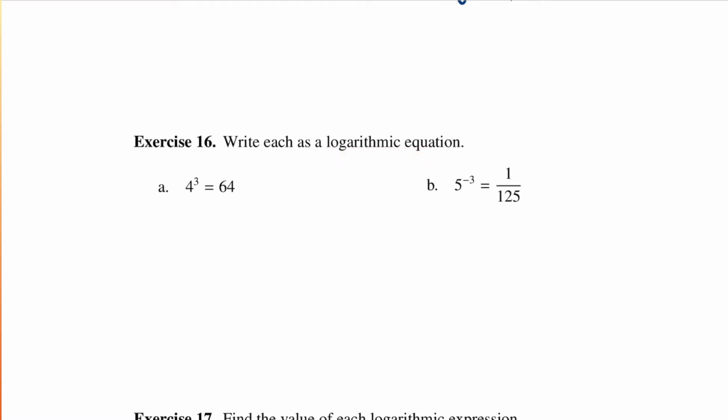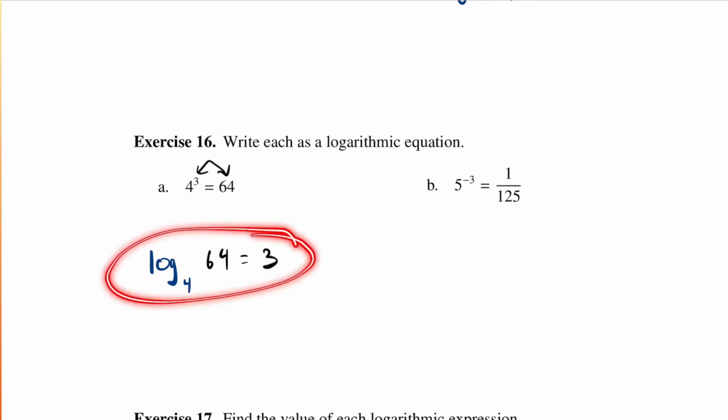So it's basically the same thing, but you have to write the word log. The base is 4, as you can see. That's your little subscript. And then you switch the exponent, and the 64 gets switched. So you have 64 comes to the left side, and 3 goes to the right side. So this is the equivalent form that we're looking for.